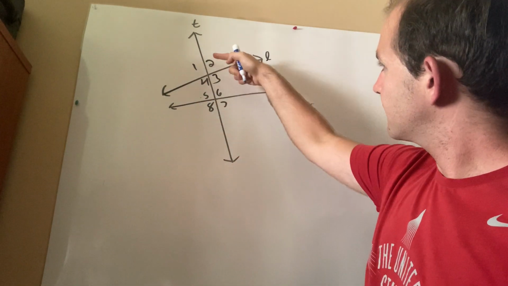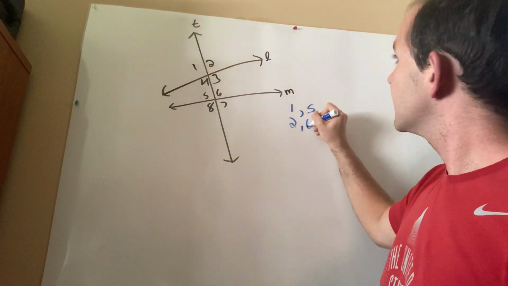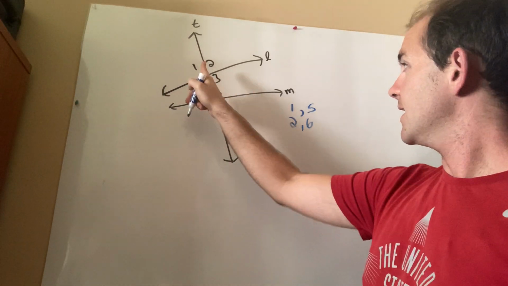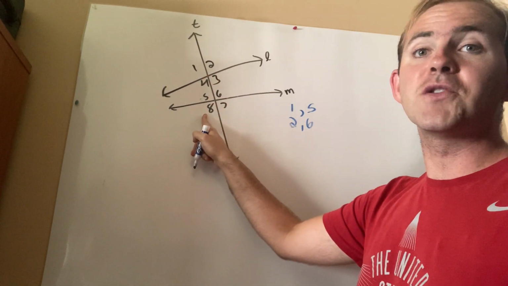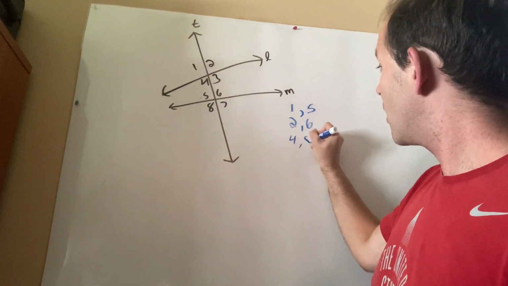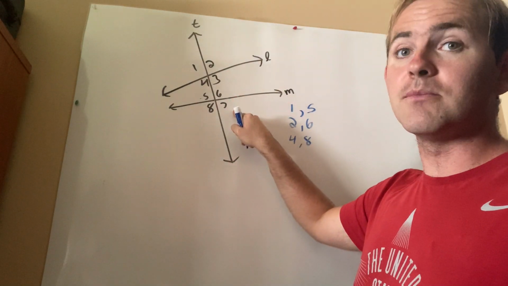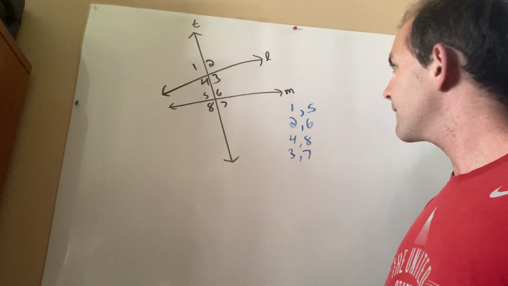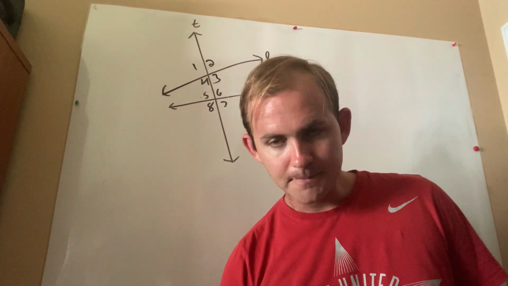The same holds for 2 and 6. The reason is they're both on the right and they're both above. Similarly, we could say that 4 and 8 are both on the left and they're below, and 3 and 7 are both on the right and they're below. Okay, so that's what we mean by same relative position.